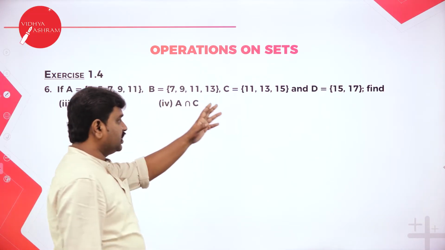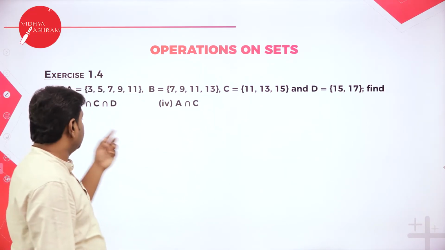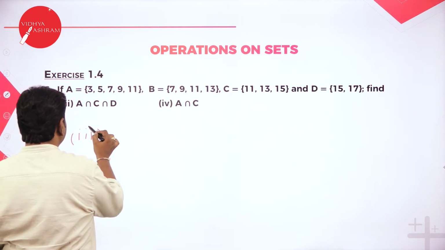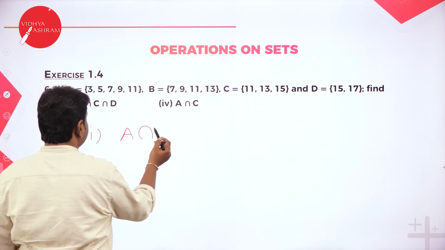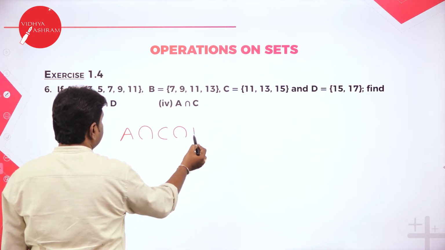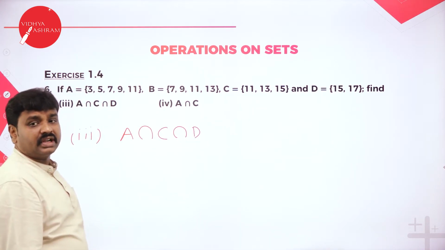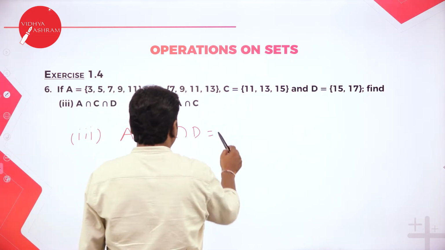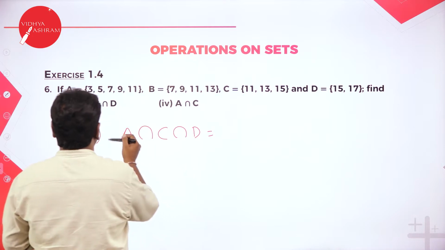So A, B, C, D they gave, same sets. They want you to find the third part, that is A intersection C intersection D. First you do A intersection C.